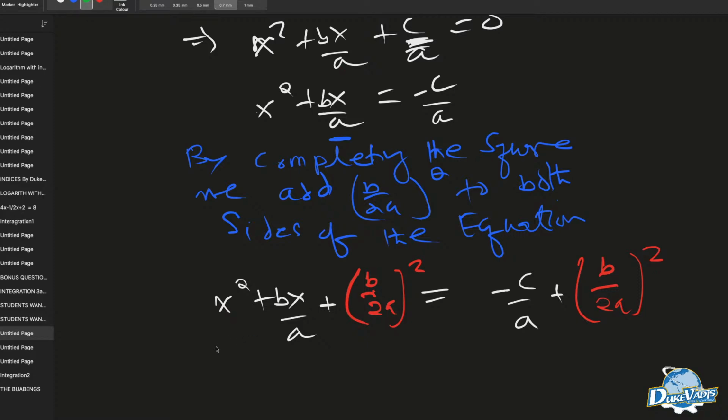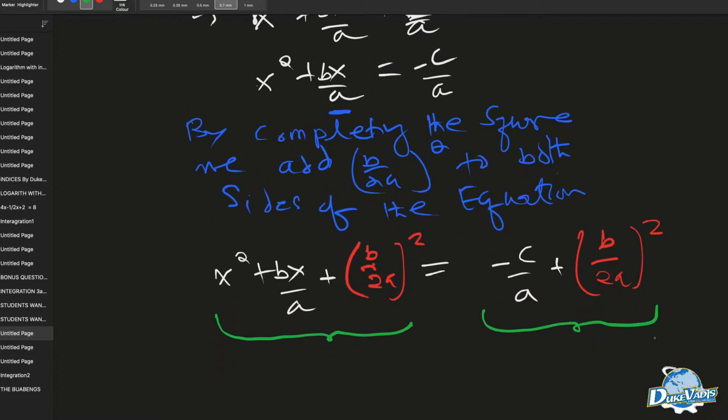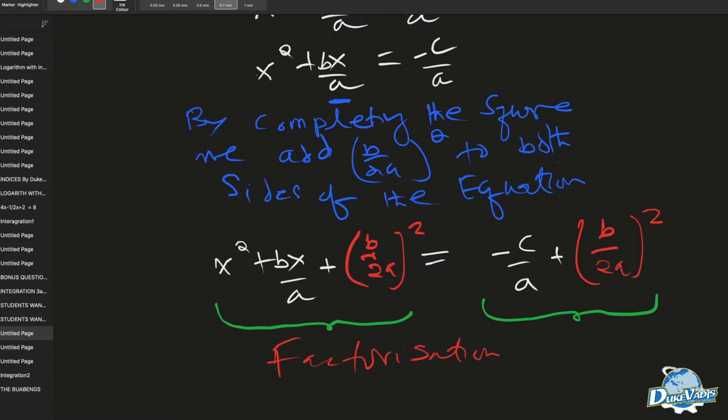So what can we do? If we look at this and that, we can simplify these equations. How do we simplify these equations? We can do some factorization and simplification.